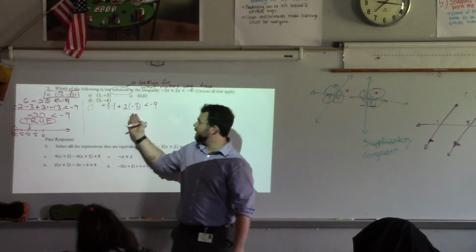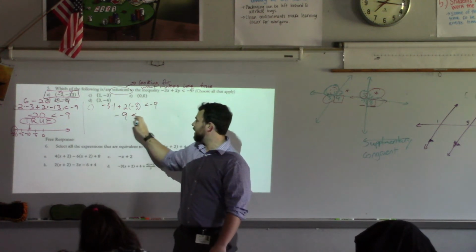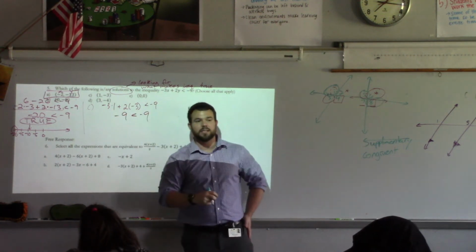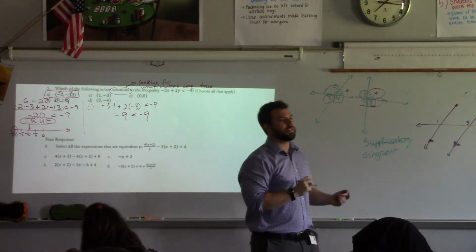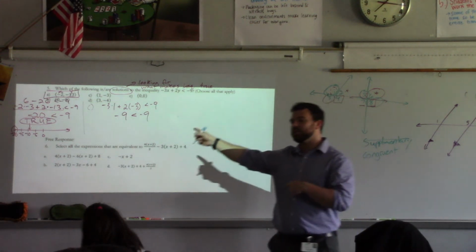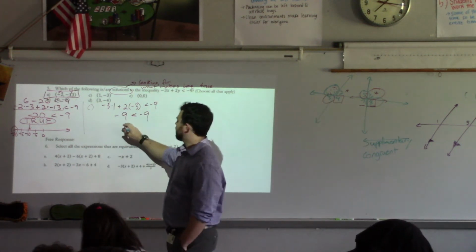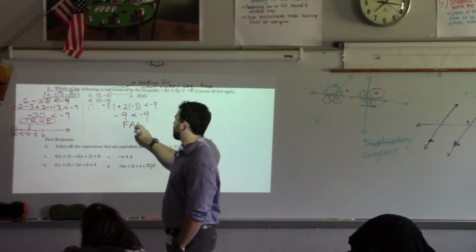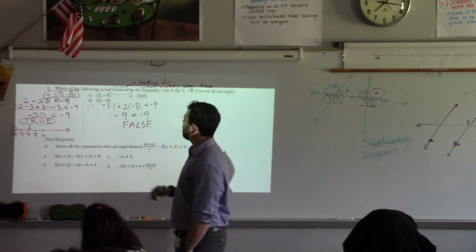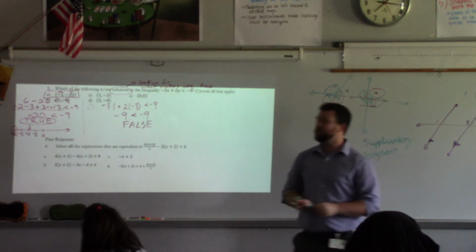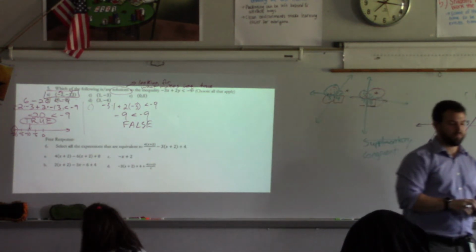Can you simplify this? Or what would it simplify to? It's negative 9. Is negative 9 less than negative 9? No, it is equal to. So is that a solution? That's false. So that is not a solution, right? You need to go through all 5 of those points and figure out which ones are solutions and which ones are not.